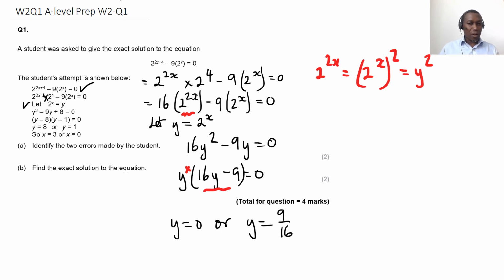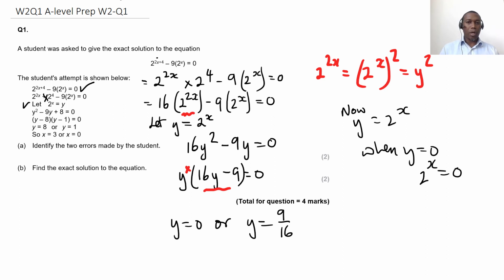Now for a big learning point. Something you didn't have to deal with in GCSE at all is going to come up here. Because you need to remember, and we looked at this last week, we're not done. Solving the equation is finding the value of x, not the value of y. So now we need to use our substitution. y is equal to 2 to the power x.